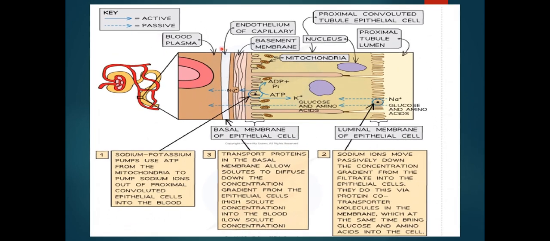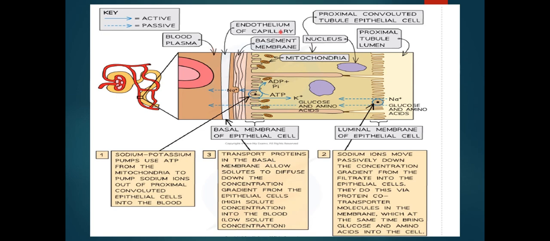You can see here the structure of a proximal convoluted tubule with a vessel. Always remember that it's a vessel, okay, not a vein. I always mistake this with a vein, and I always pronounce it vein. So this is a vessel. Just say vessel. So this is a proximal convoluted tubule.